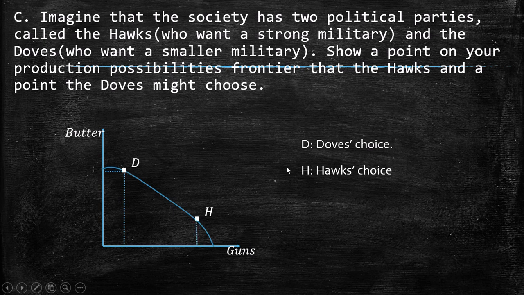What about the H? It's going to be the Hawk's choice. They have more production of guns and less production of butter. This is the trade-off. They have more guns, less butter. On the other side, they have more butter and fewer guns.